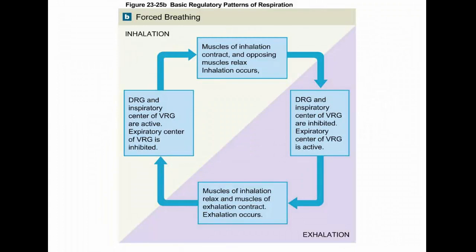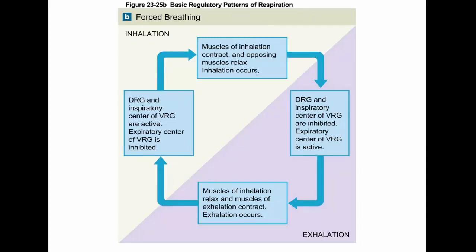Again, starting up at the top where you've got inhalation, the muscles of inhalation contract and the opposing muscles relax and inhalation occurs. So air moves from the external environment into the lungs. The dorsal respiratory group and the inspiratory center of the ventral respiratory group are inhibited, and the expiratory center of the ventral respiratory group is active. This results in the muscles of inhalation relaxing and the muscles of exhalation contracting, and we get a forced exhalation occurring.